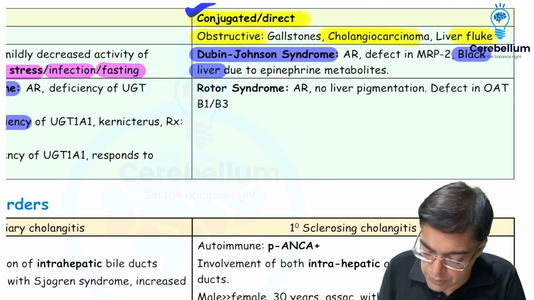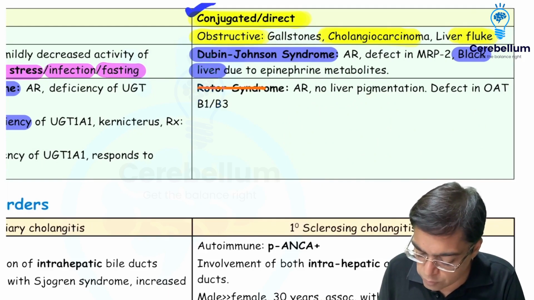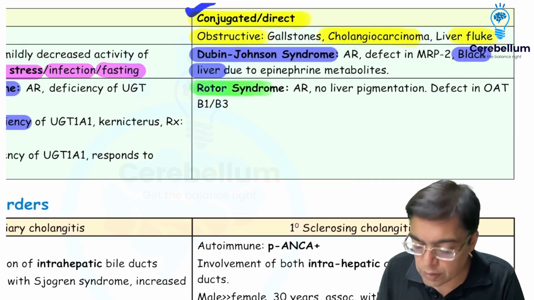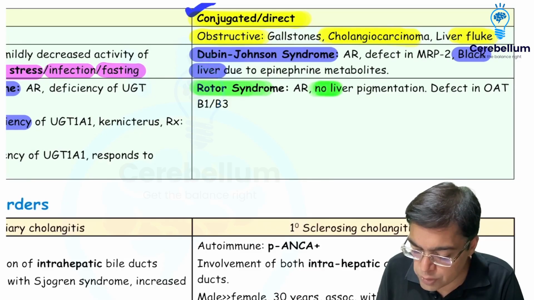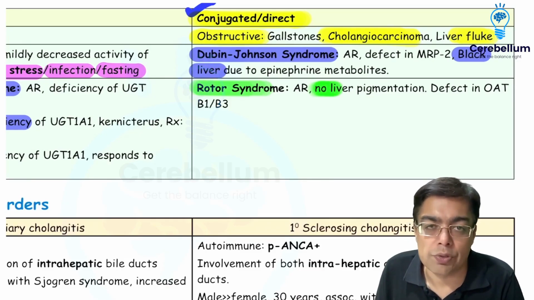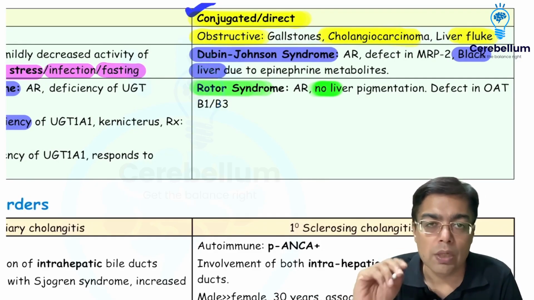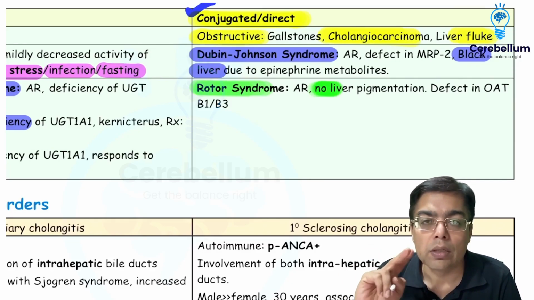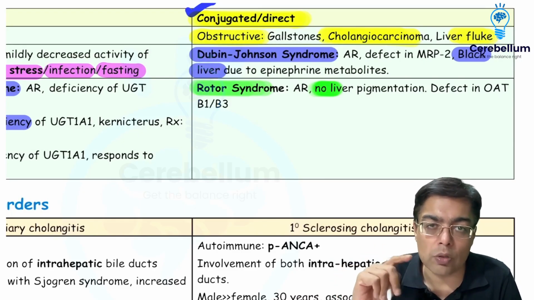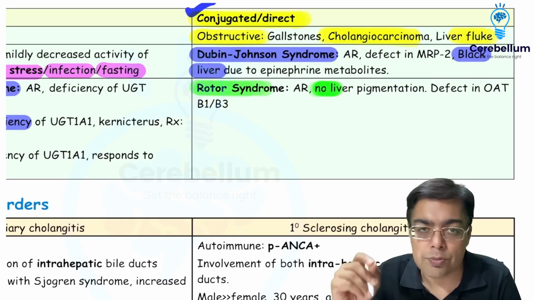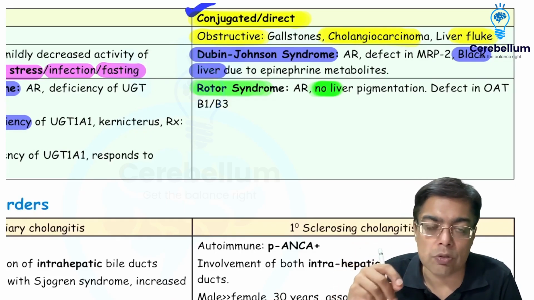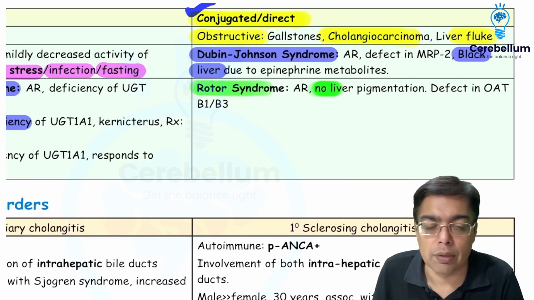If you are talking about a condition which is given the name of Rotor syndrome, Rotor syndrome would be an example of a condition in which the patients are going to be having conjugated hyperbilirubinemia. But how do you distinguish it from a patient suffering from Dubin-Johnson syndrome is that there is going to be no pigmentation of the liver. So those four syndromes, Gilbert syndrome, Crigler-Najjar syndrome, Dubin-Johnson syndrome and Rotor syndrome are what are more frequently asked as MCQs, even though clinically the common causes would be hemolytic anemia for unconjugated hyperbilirubinemia, and stones, obstruction because of a malignancy, or a fluke infection responsible for causing conjugated hyperbilirubinemia.